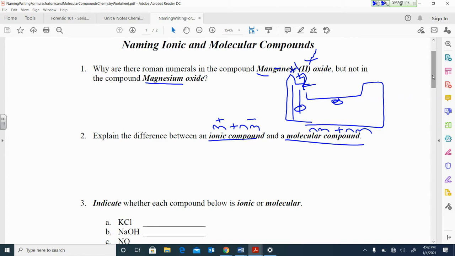Okay, so you'll write that in a sentence down below. But that's how they're different. All right, let's scroll down.